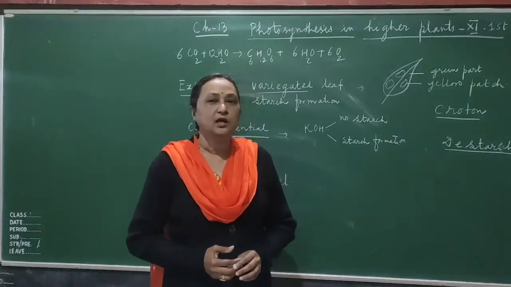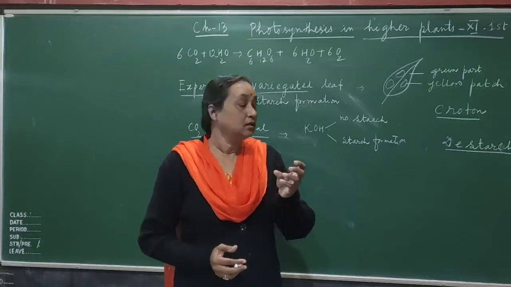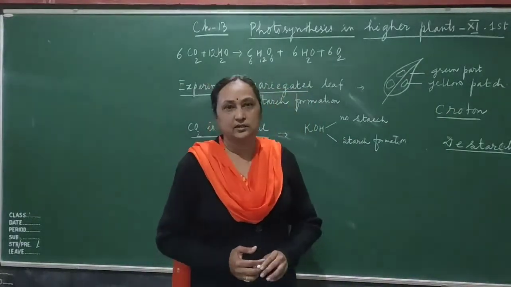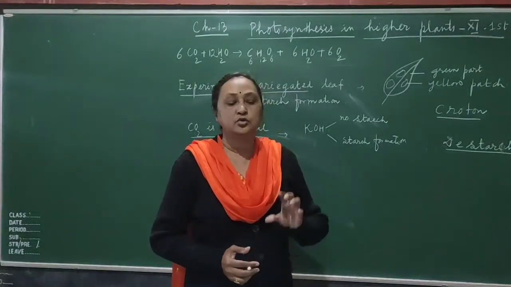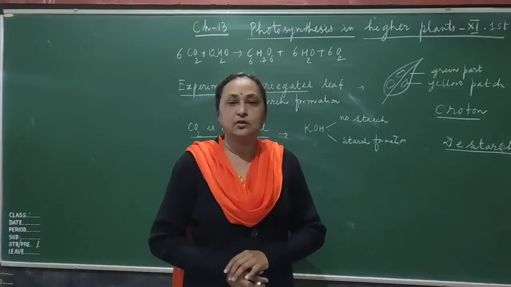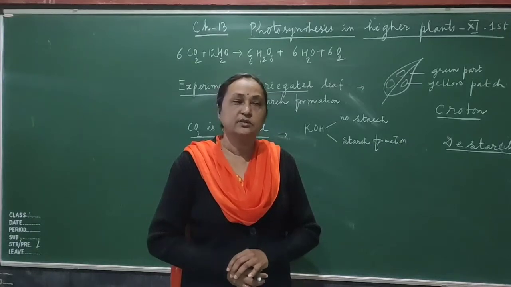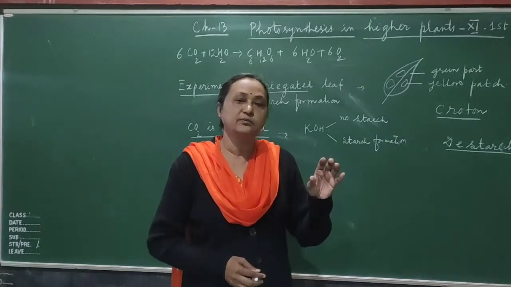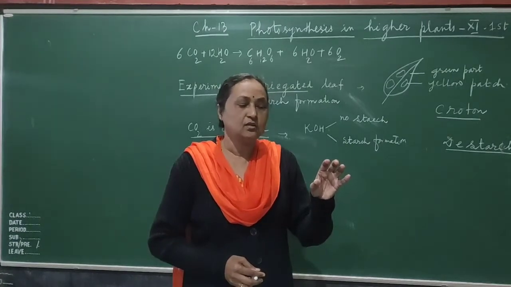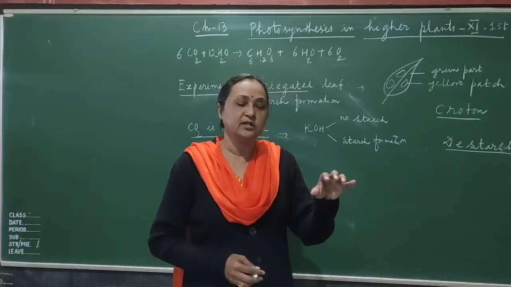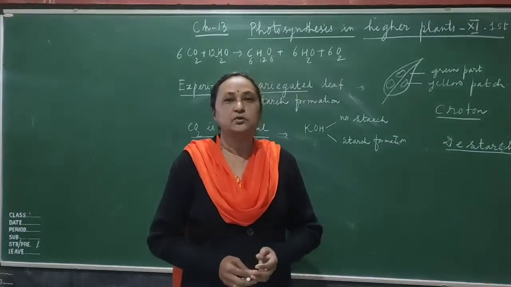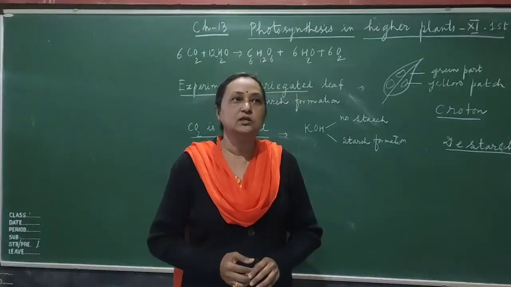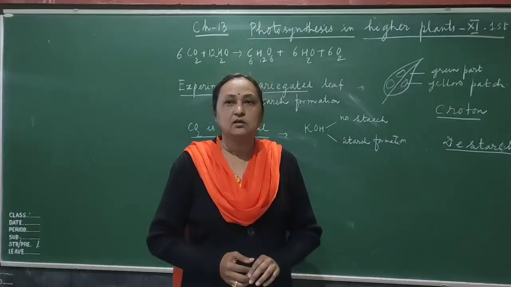Now you keep the potted plant in the sunlight. The portion which is yellow does not have chlorophyll pigments. So naturally, when we expose the potted plant to sunlight, only the green portion will prepare glucose, which can be converted into starch, and the yellow portion will not prepare starch. Now we can do the test for starch.